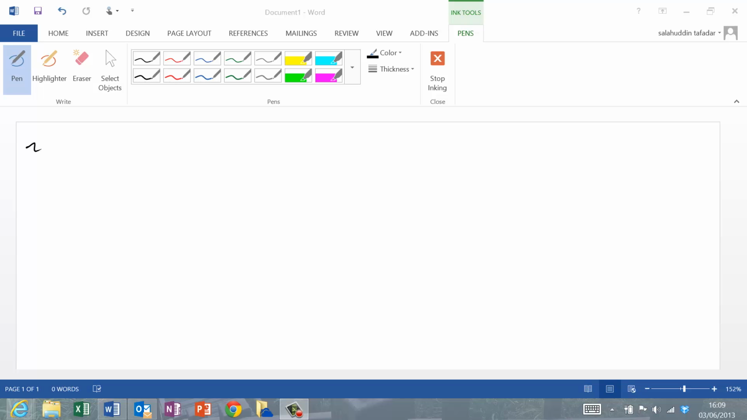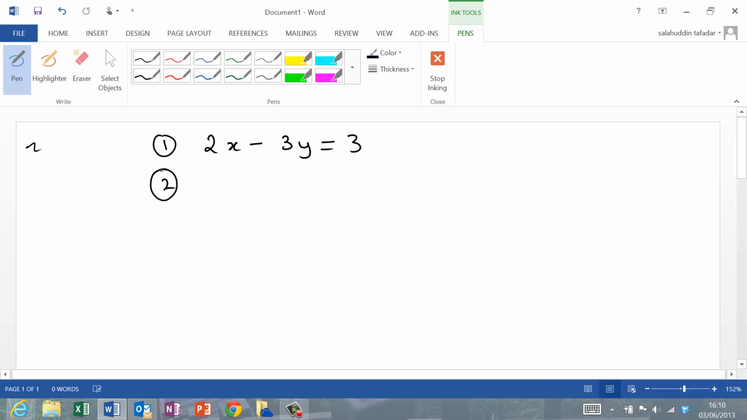So the question says that I have an equation, 2x minus 3y is equal to 3, and I also have another equation. Let's call this equation 1. And equation number 2 is 3x plus 6y, and that's equal to 1.